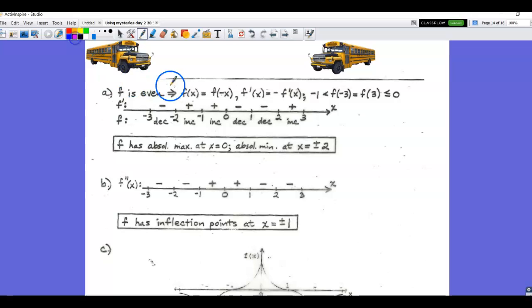Now what that tells me about the original function is that I'm going to decrease, increase, increase, decrease, decrease, increase. Make sure you put your arrows and make sure you name your number line.